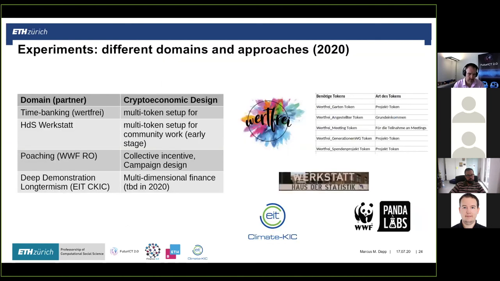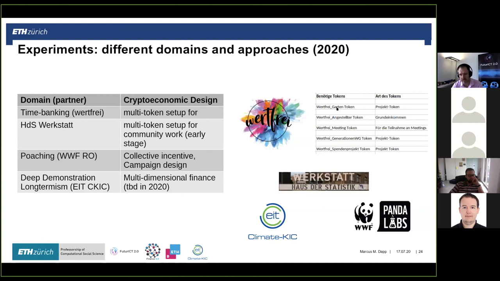And finally, the experiments. And I have only 2-3 more slides and then I'm through. So here I want to show you, although it's in German, a few of the first ideas of this community called Wertfrei, a Swiss community that does reintegration work of unemployed people. So they had different ideas, and we still are in discussions how the tokens will then be designed. But so Grundeinkommen means basic income. Project token, I think you understand.